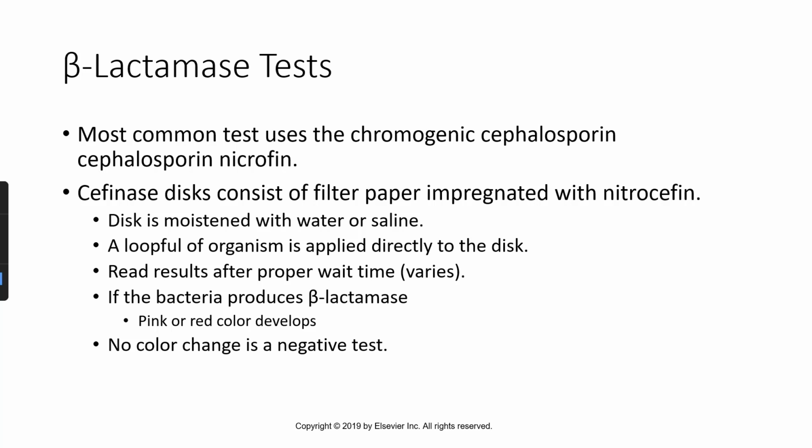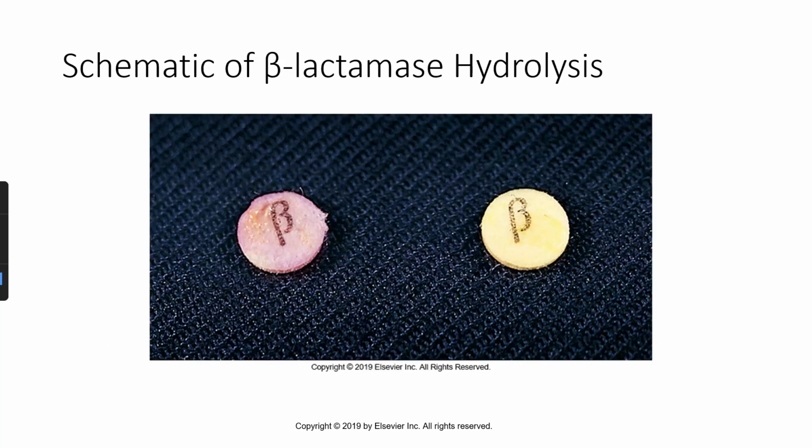Cefinase discs consist of filter paper impregnated with nitrocefin. The disc is moistened with water. A loopful of organism is applied to the disc, and then you read results after the proper wait time. If the bacteria produces beta-lactamase, you're going to see a pink or red color develop. If there's no color change, it's negative. So here you can see that disc. You smear the bacteria on the disc, and if it's pink, it's positive. If it's yellow, it's negative.